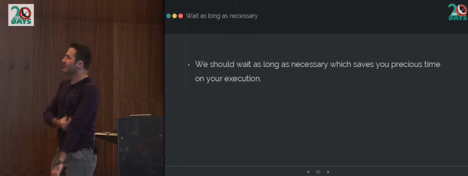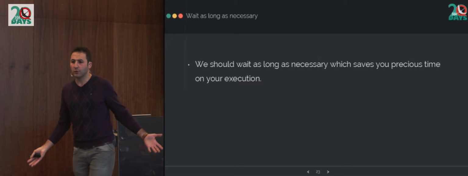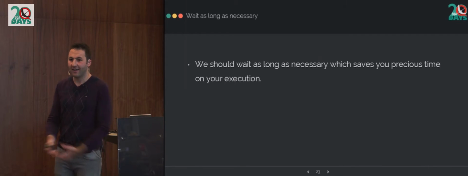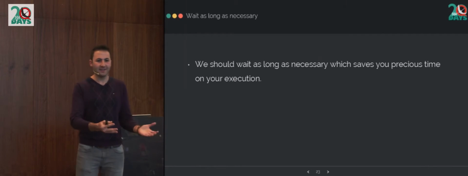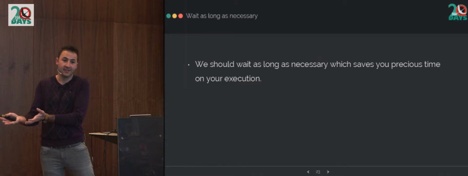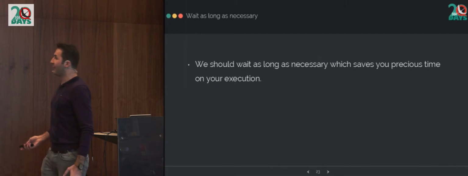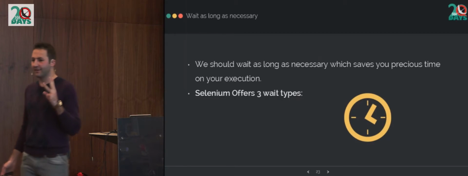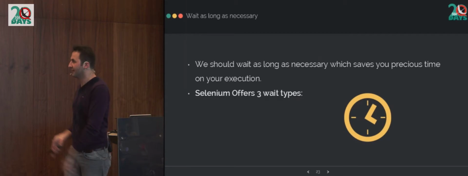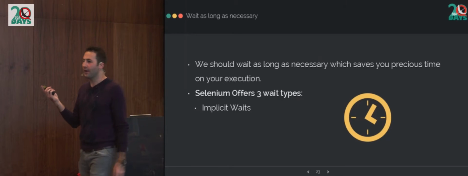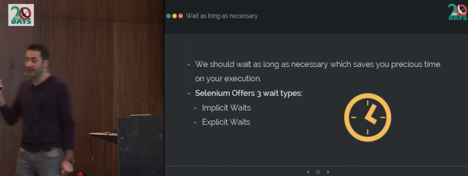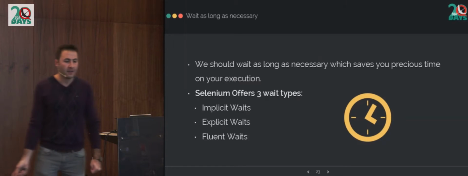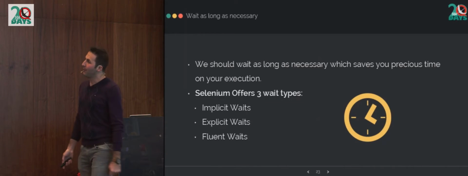So, how long we need to wait? The best answer is until the action is end. So, for that, Selenium offers 3 types of sleeping, kind of waiting. First is implicit wait, explicit wait, and a fluent wait. So, we'll go one by one.